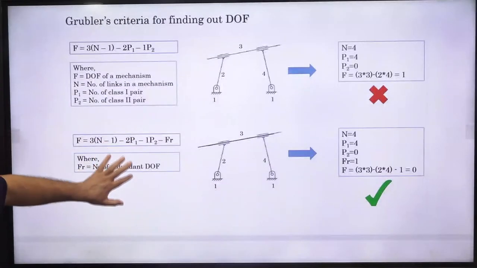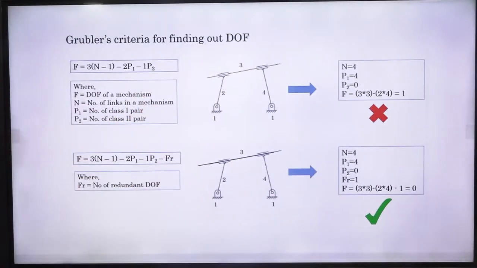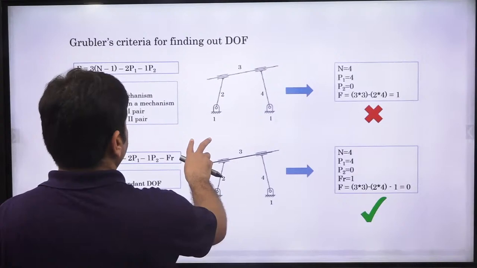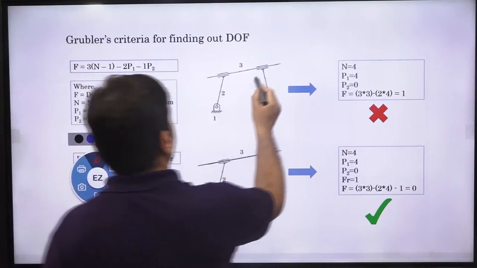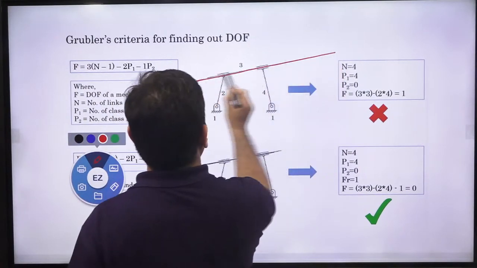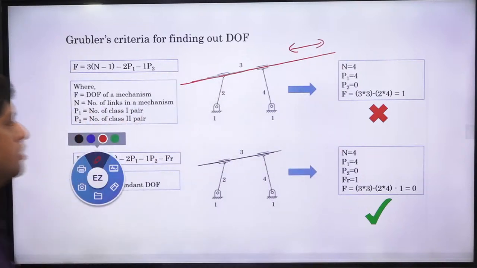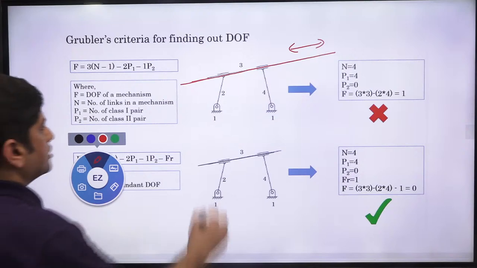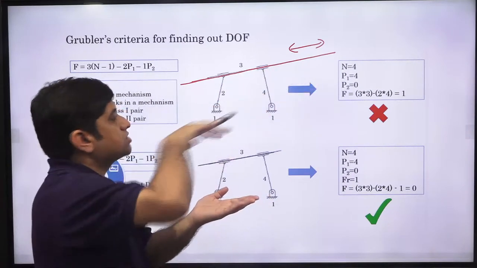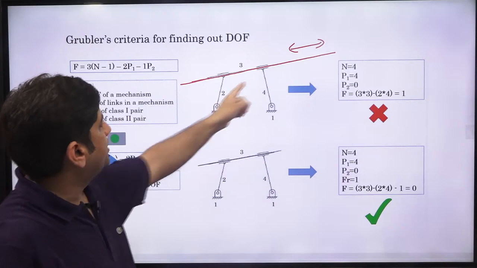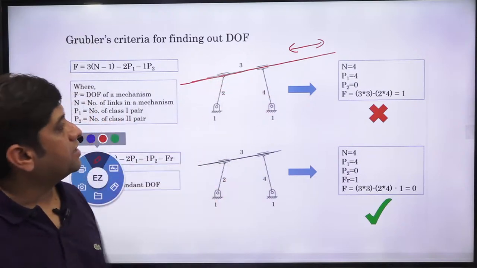Maybe I can give you a better example of this. Now see this diagram carefully. This link number three gives a redundant motion. I can move it like this, I can move it like this, and it will not affect the motion of any other links. Suppose I start translating link number three. Do you think it is going to affect the motion of link two and four? No. So that is a redundant pair.